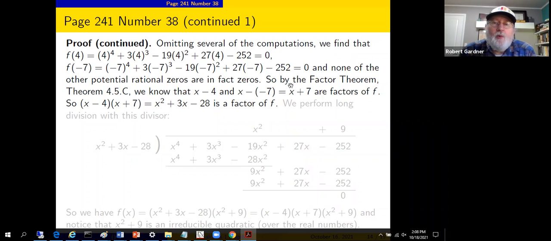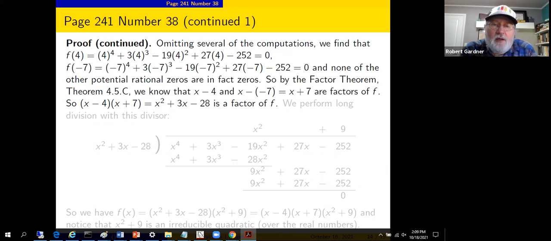So we know by the factor theorem that x minus 4 and x minus negative 7, or x plus 7, both of these are factors of the original function. So if we multiply them together, multiply x minus 4 times x plus 7, that's also a factor of f. By the way, that gives us x squared plus 3x minus 28, our old pal FOIL again.